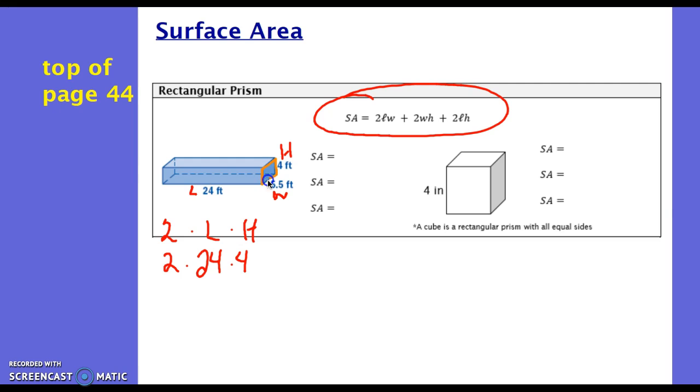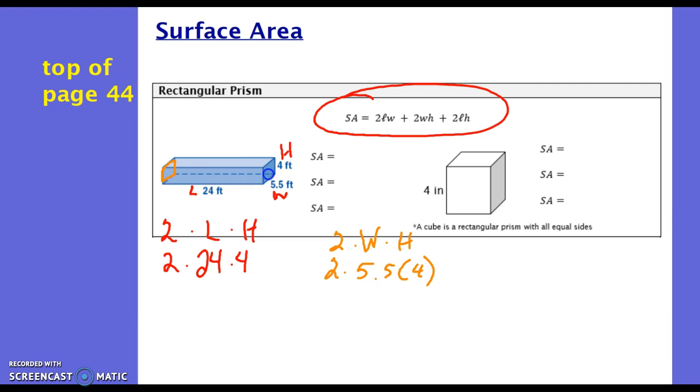This area right in here. So we would be taking the 5.5 times the 4, but the right side and the left side are equal, so all I have to do is times that by 2, and now I've got my left and my right sides. So that would be 2 times what I have labeled up here as the width and the height. And then finally we've got the top and the bottom.